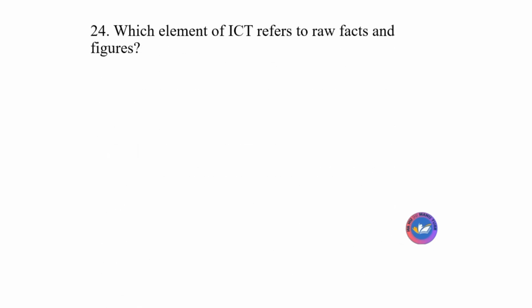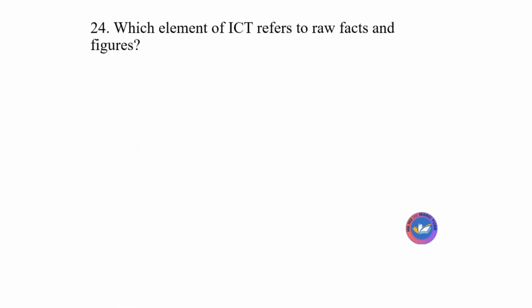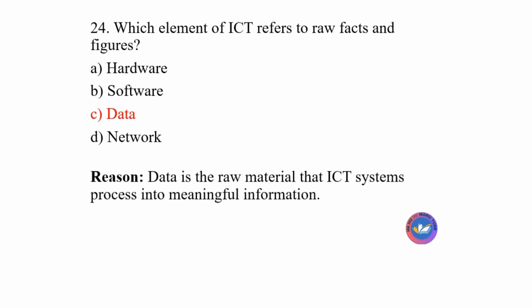Question number 24. Which element of ICT refers to raw facts and figures? A. Hardware. B. Software. C. Data. D. Network. The answer will be data. Data is the raw material that ICT systems process into meaningful information.